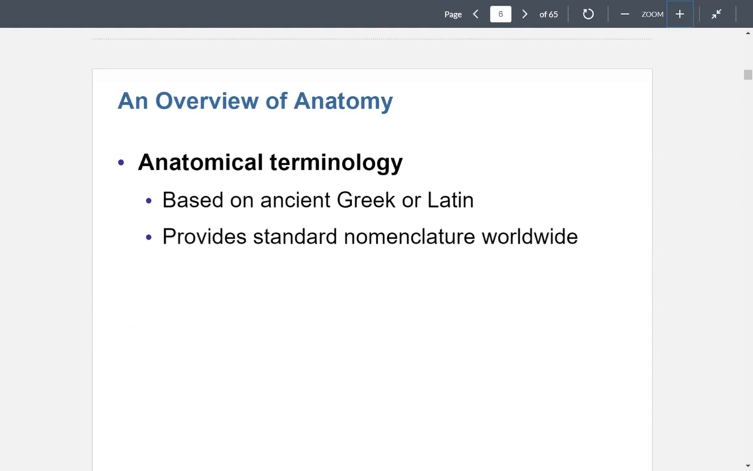Because it's standard. I can take this medical terminology and go and talk to somebody who's from Spain, and they're going to know what I am talking about. So it helps to standardize this entire process.